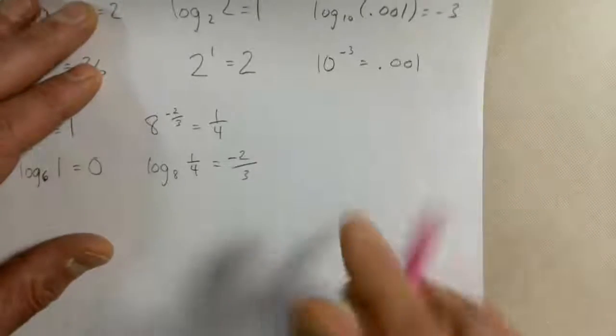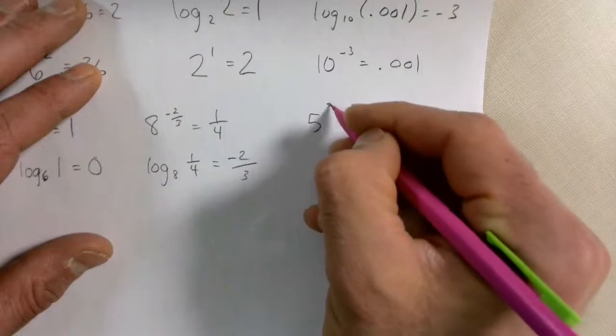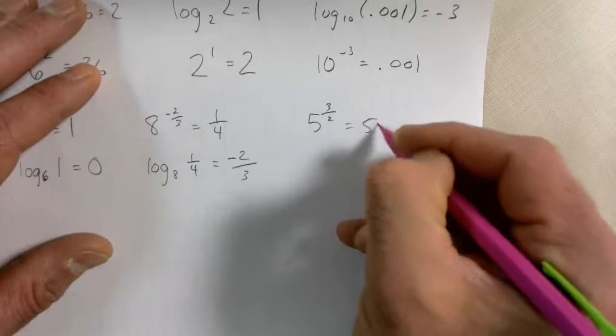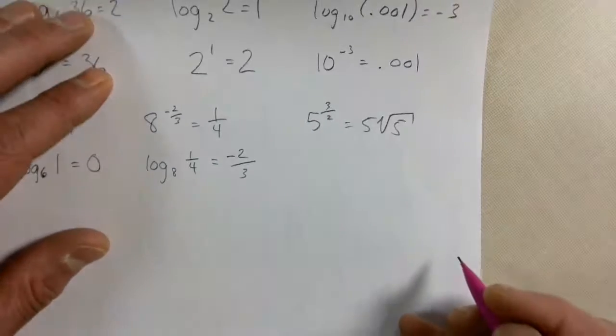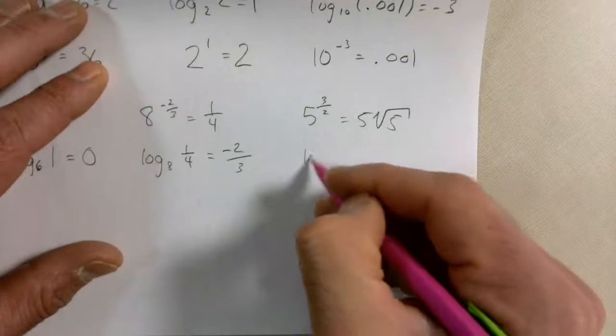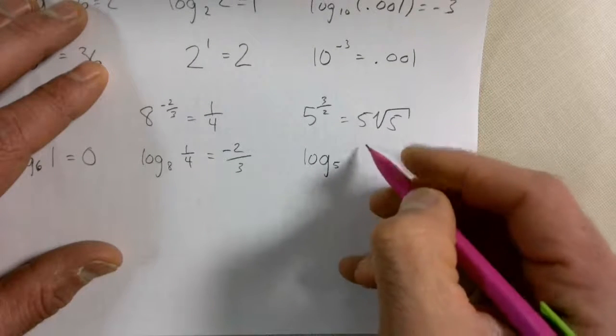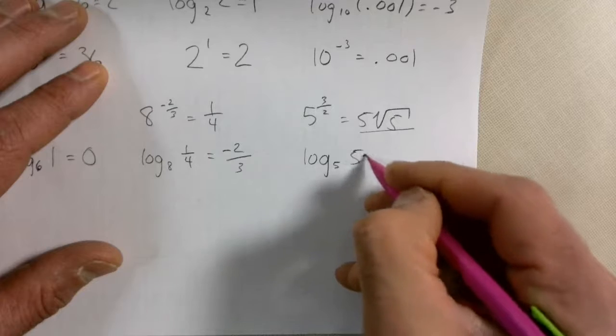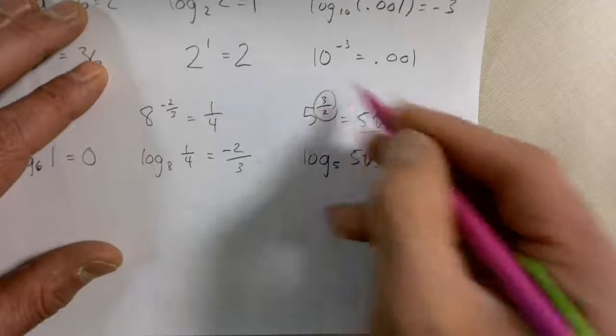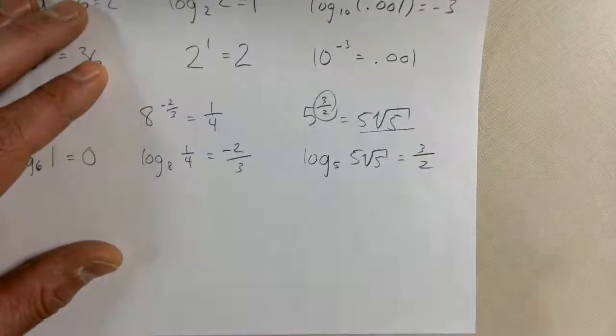Okay, let's do one more like that. 5 to the 3/2 equals 5 root 5. We're going to write it as a logarithm. What's the base? Log base 5 of what? Of this. 5 root 5 is equal to the exponent.